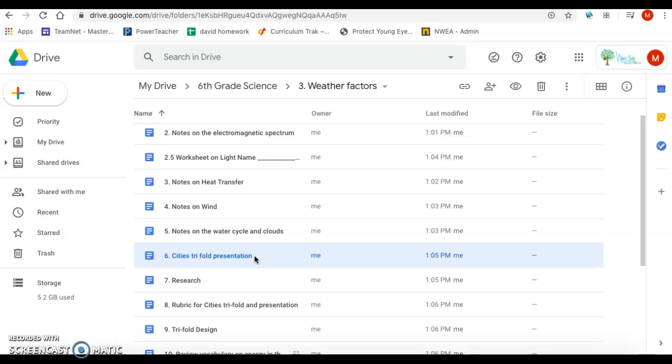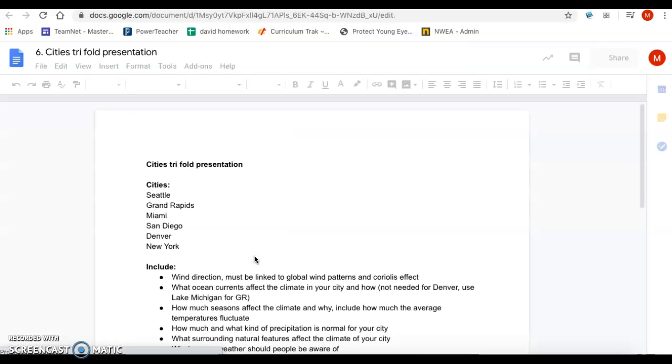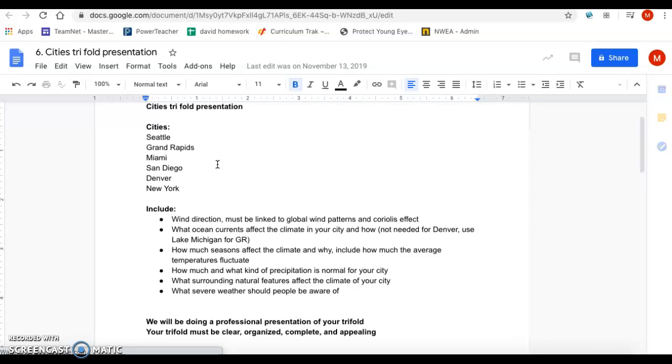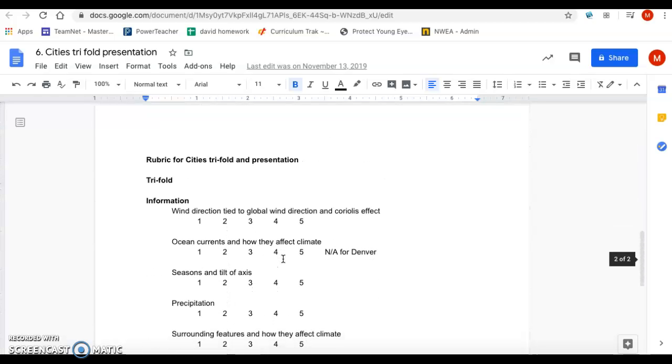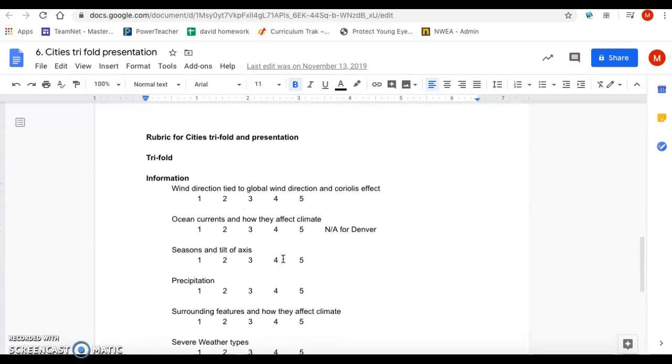Now, this is the main document for the city's trifold presentation. Cities are here. What you need to include is there. Professional presentation. Kids just aren't really sure what that looks like.